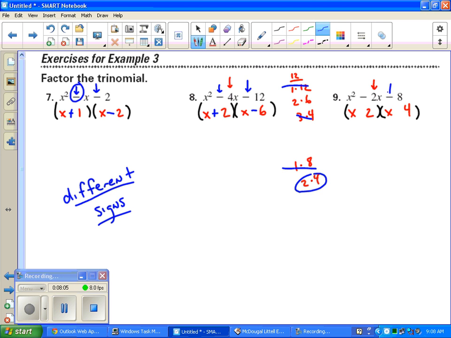This sign, the one in front of the C value, is negative. Remember, that means they're going to be different signs. This sign tells us since they're different, the larger value gets a negative in front of it. So 4 is larger than 2, it gets a negative. They're different, so 2 gets a positive. X plus 2 times x minus 4.